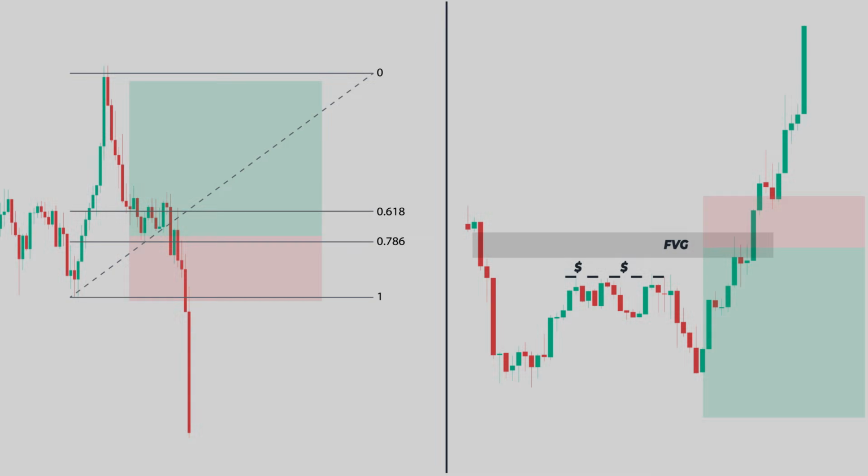Both examples teach the same lesson. A good setup on a lower time frame can still fail if it goes against the higher time frame market structure. Fortunately, avoiding this mistake is much simpler than many traders think. You don't need to analyze every chart from the monthly all the way down to the 1 minute. In fact, using too many time frames usually creates conflicting information instead of clarity. For most strategies, 3 time frames are more than enough.